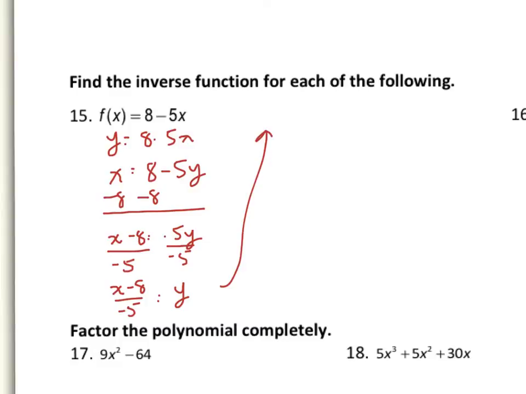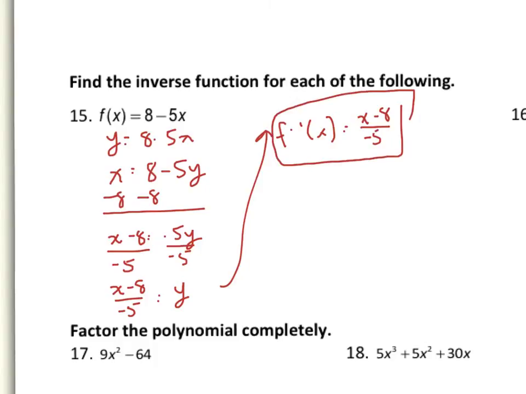So I could rewrite this as f inverse of x, or f to the negative 1 power of x, equals x minus 8 over negative 5. So that would be the inverse function of the function that was given. So that's how you find an inverse. Very simple process. Like I said, if you miss something, just go back, rewind, watch the process again. But the big step is right here. It's just switching x and y. Once you do that, you solve for y, and the result is your inverse.